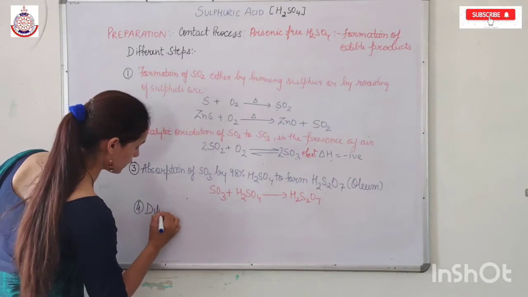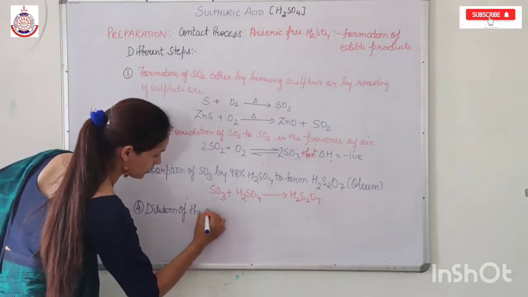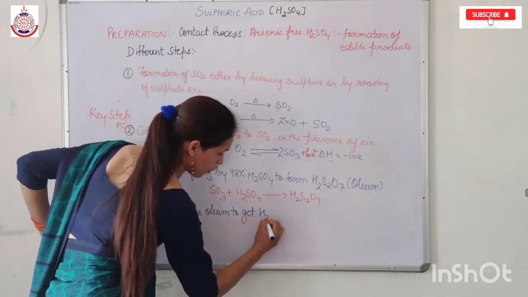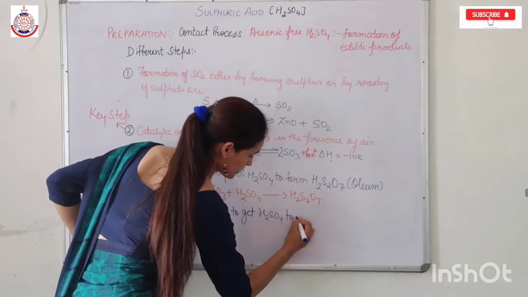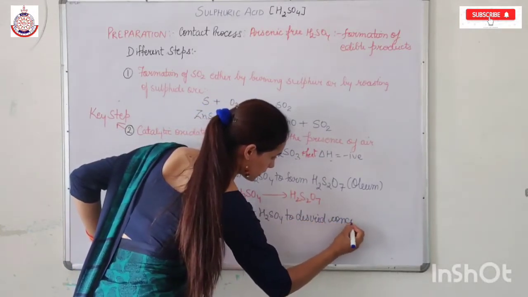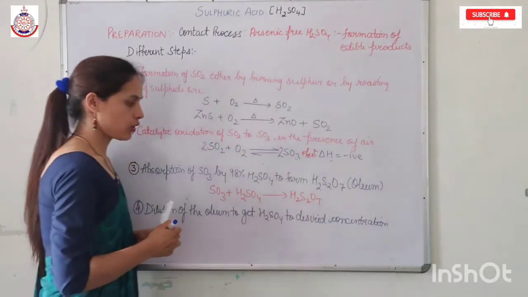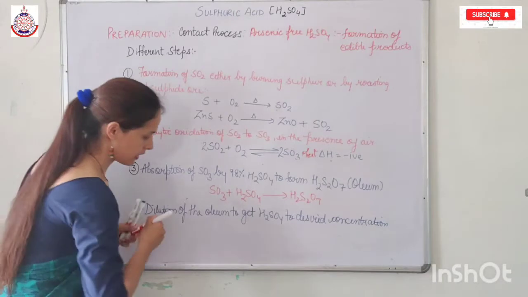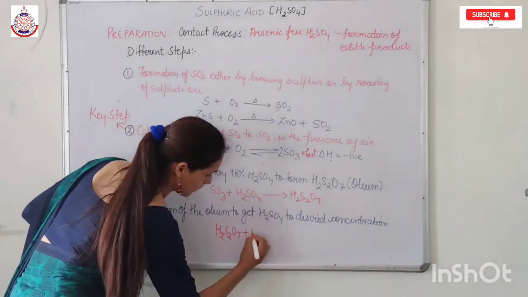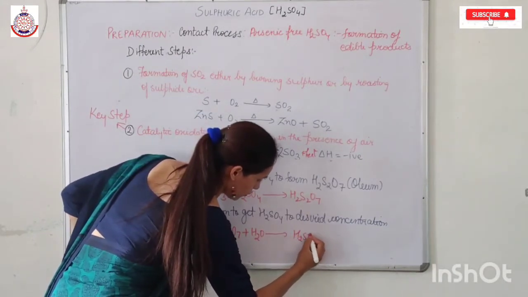And the fourth step is the dilution of the oleum to get H2SO4 of desired concentration. So now the reaction becomes H2S2O7 plus H2O gives H2SO4.